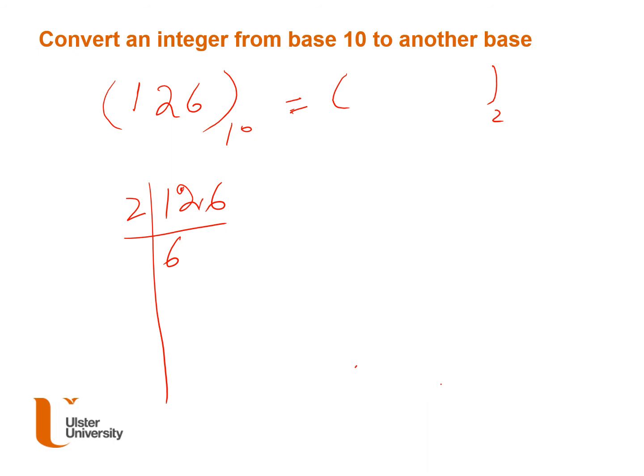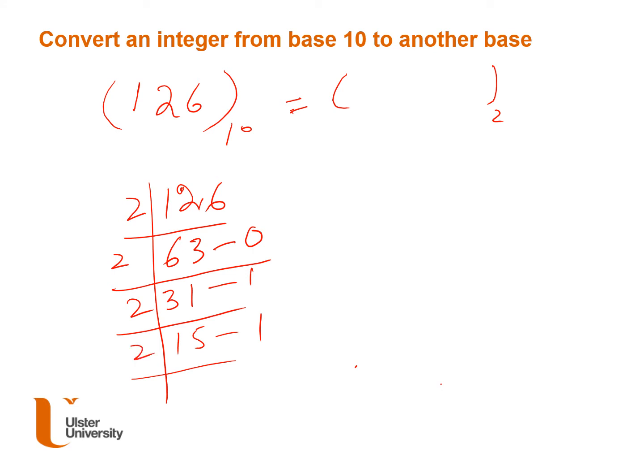2 6s are 12, and 2 3s are 6. Remainder would be 0. Again, we're going to divide by 2. 2 3s are 6, 2 1s are 2, and remainder would be 1. Going to divide by 2. 2 15s are 30, remainder 1. 2 7s are 14, remainder 1. And 2 3s are 6, remainder 1. And 2 1s are 1, remainder 1.